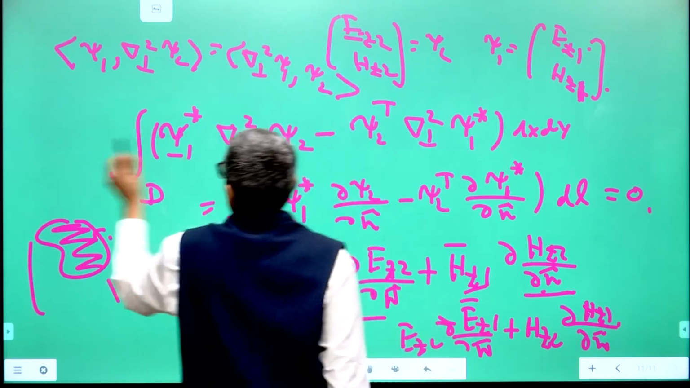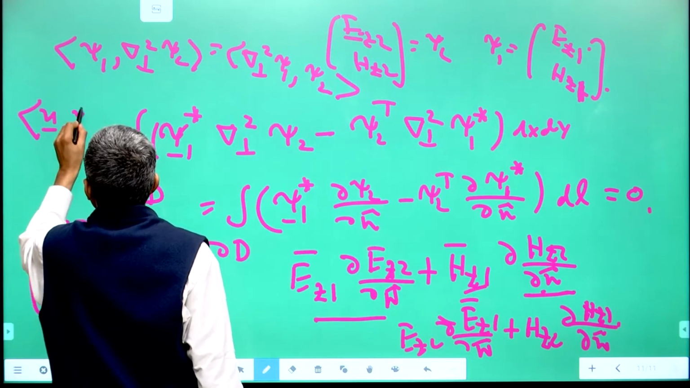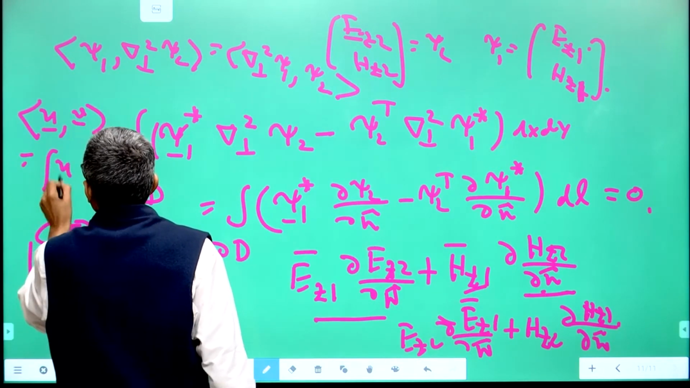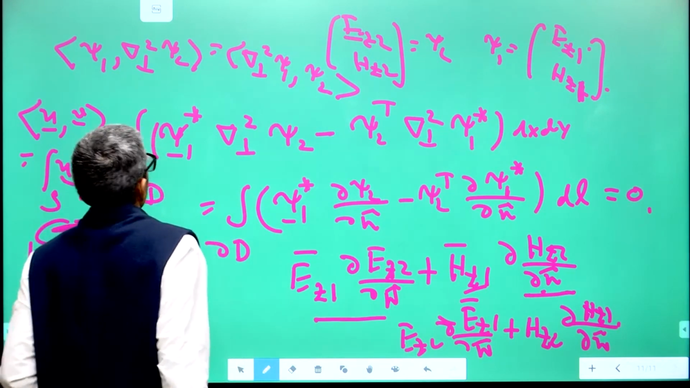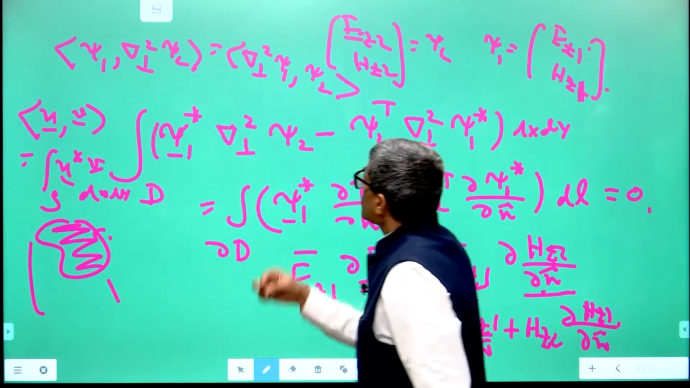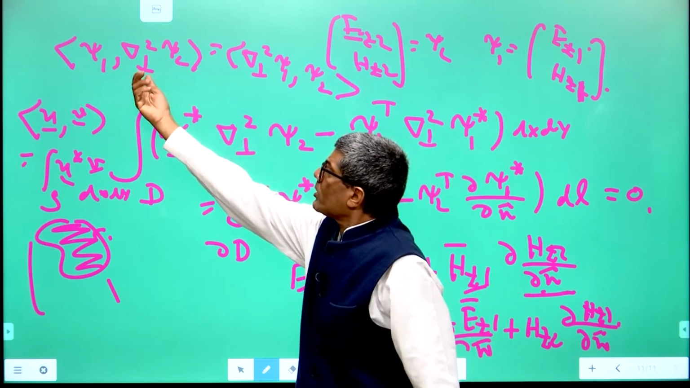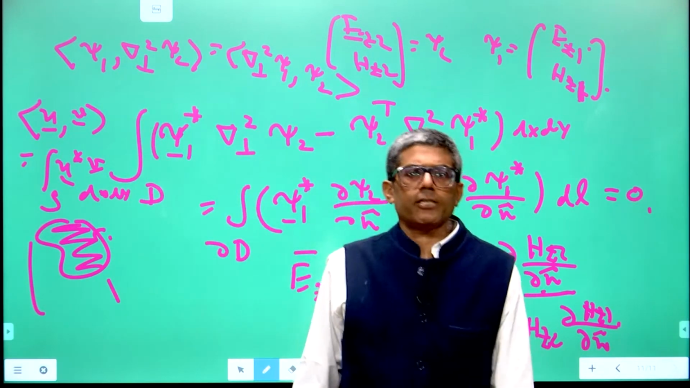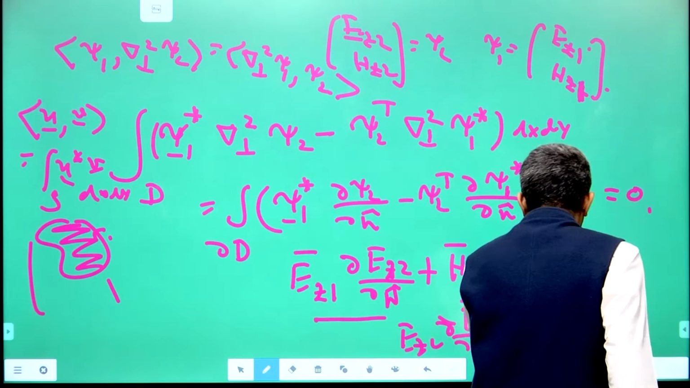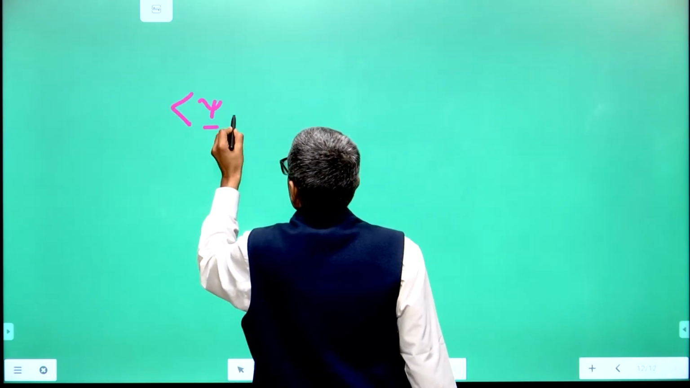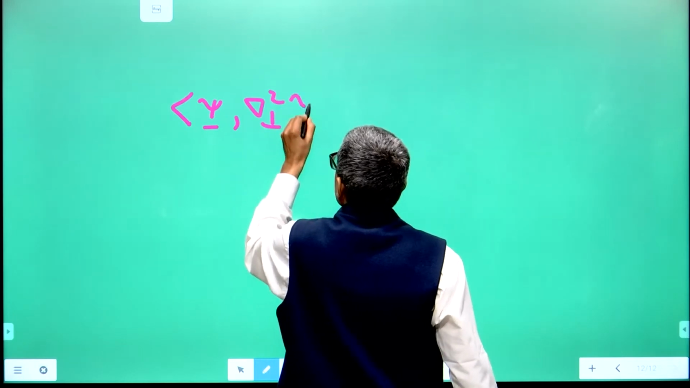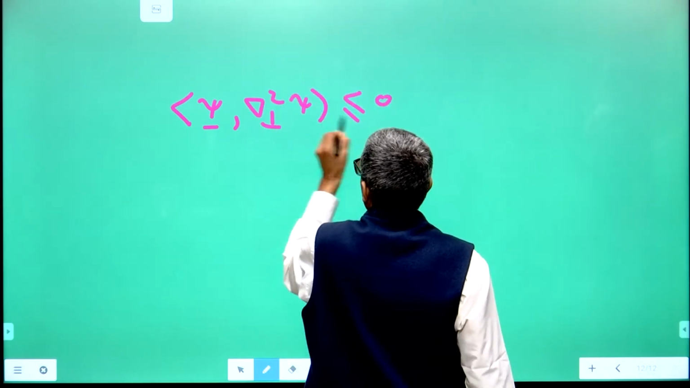Here I make the convention that u comma v is nothing but integral u star v dx dy over the cross section. So this equation shows that del perpendicular square is a self-adjoint operator, so it will have real eigenvalues, and it is also negative definite. That is, if you take any psi, and you take psi comma del perpendicular square psi, this quantity is less than or equal to 0.